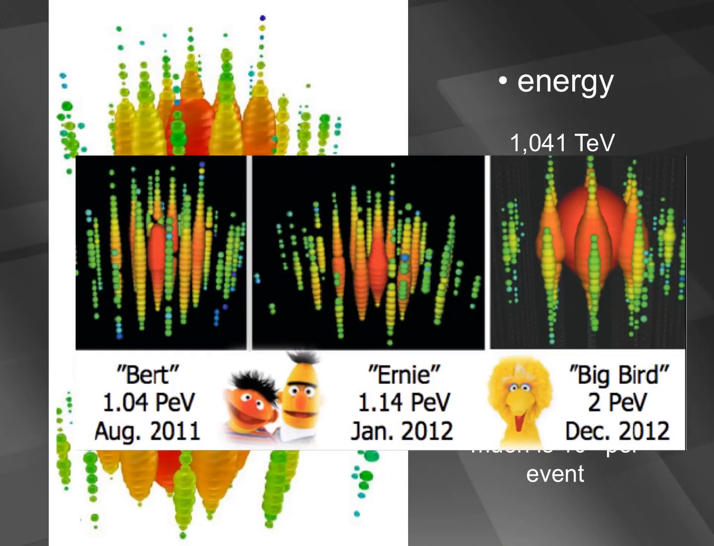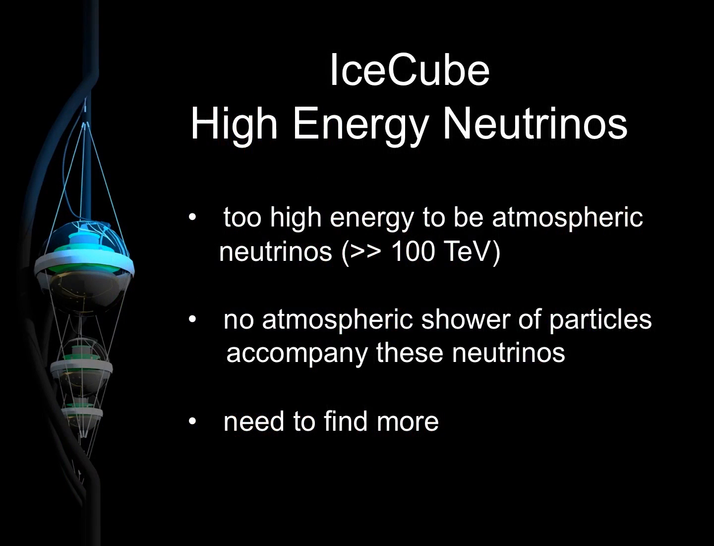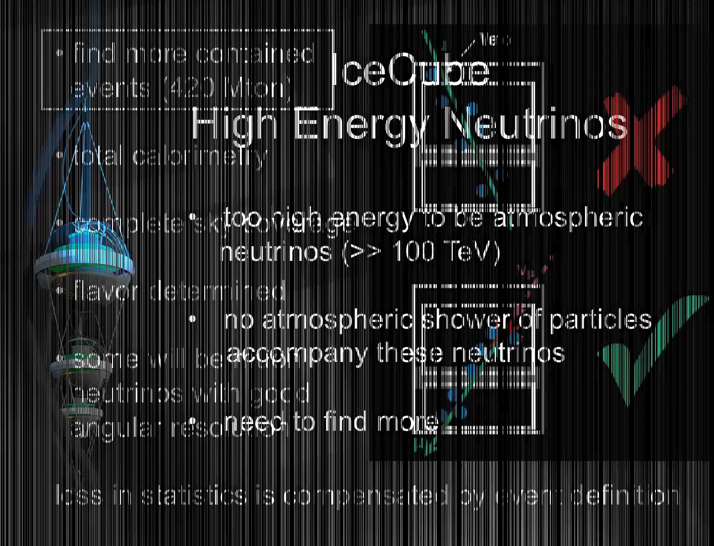So anyway, the first event was called Ernie. Okay. The second event was called Bert. And we found another event that was 2 PeV that we called Big Bird. Okay. So these events are too high energy to be these atmospheric background. There's no atmospheric particles accompanying them. But the big thing is we need to find more if we're going to do something with this.